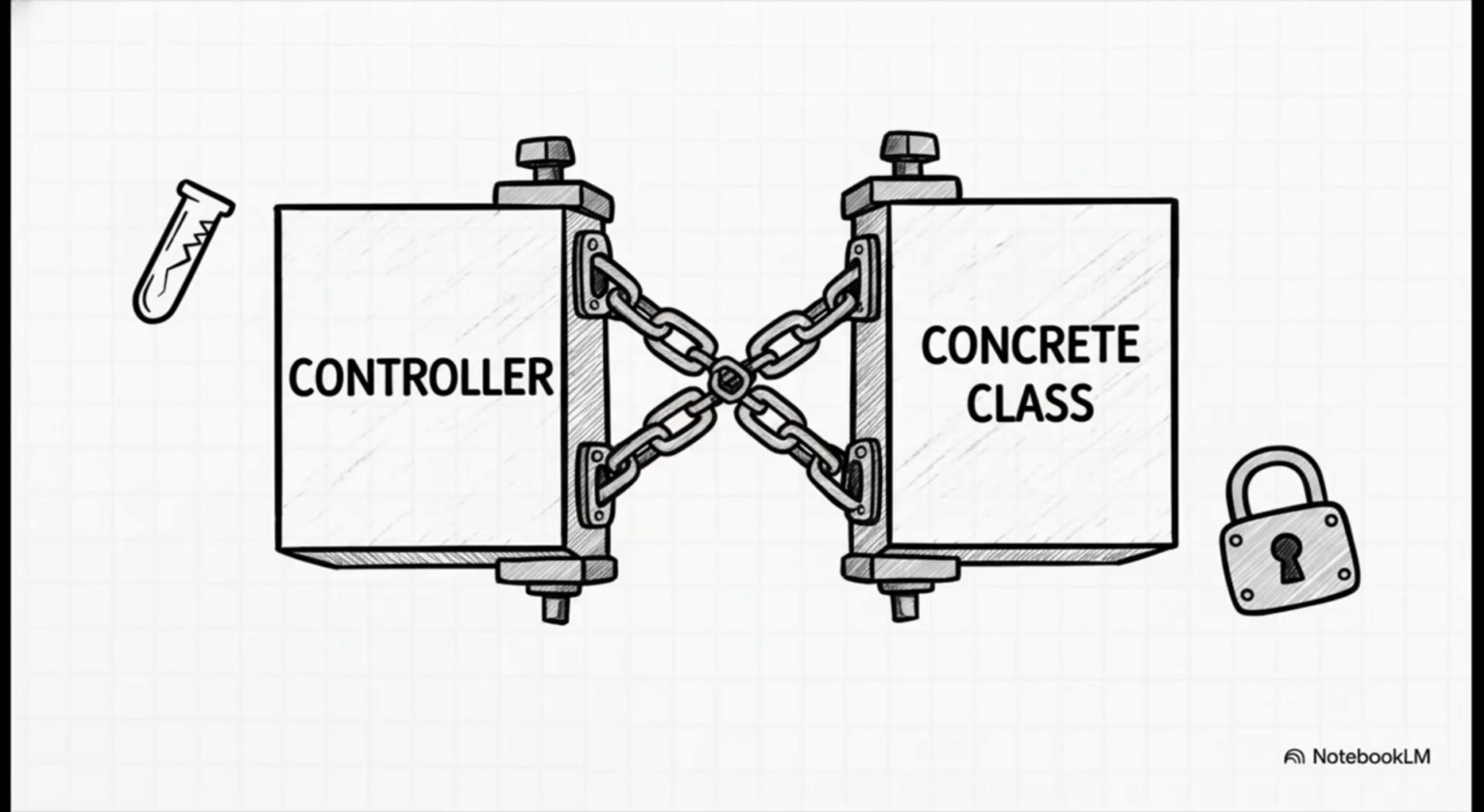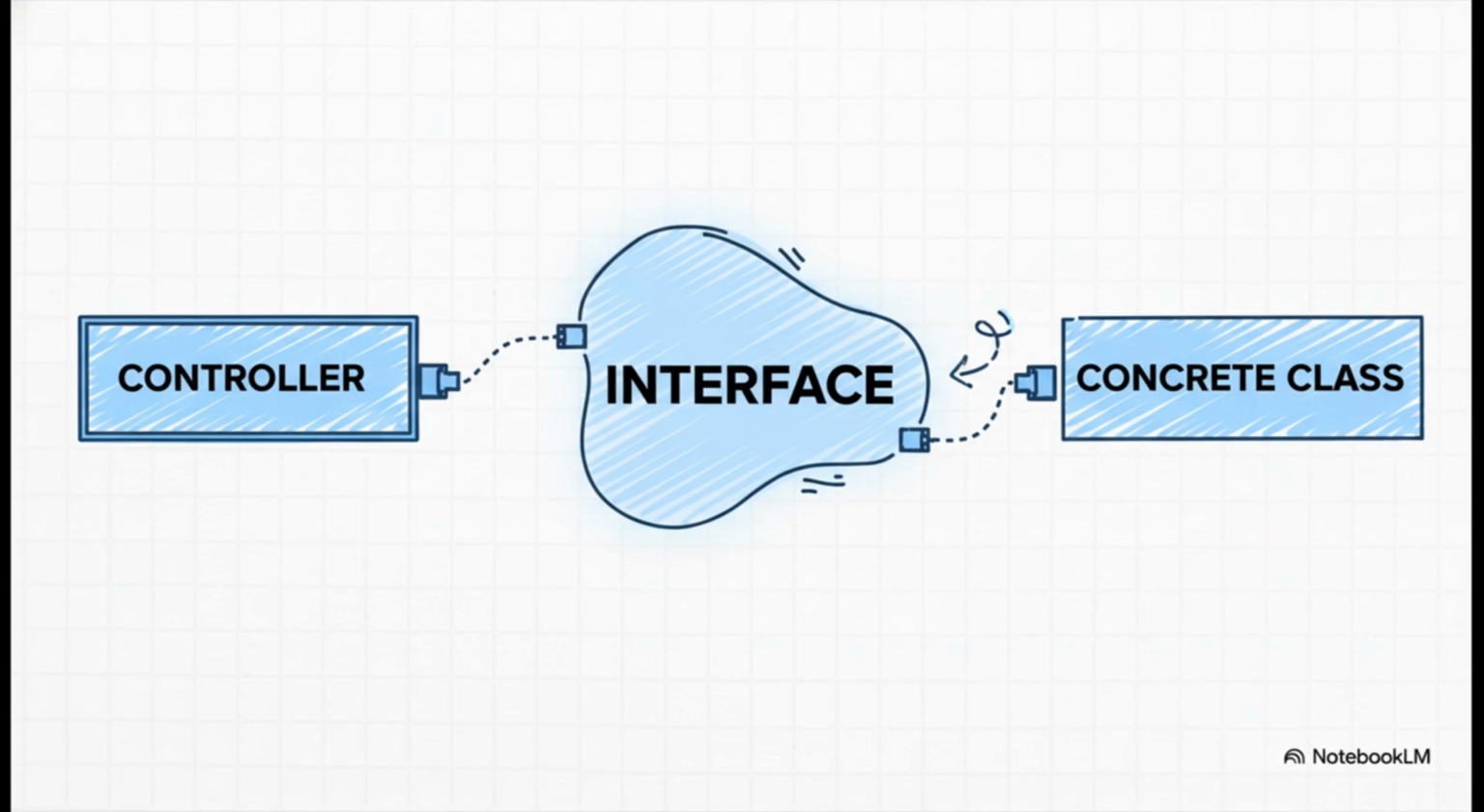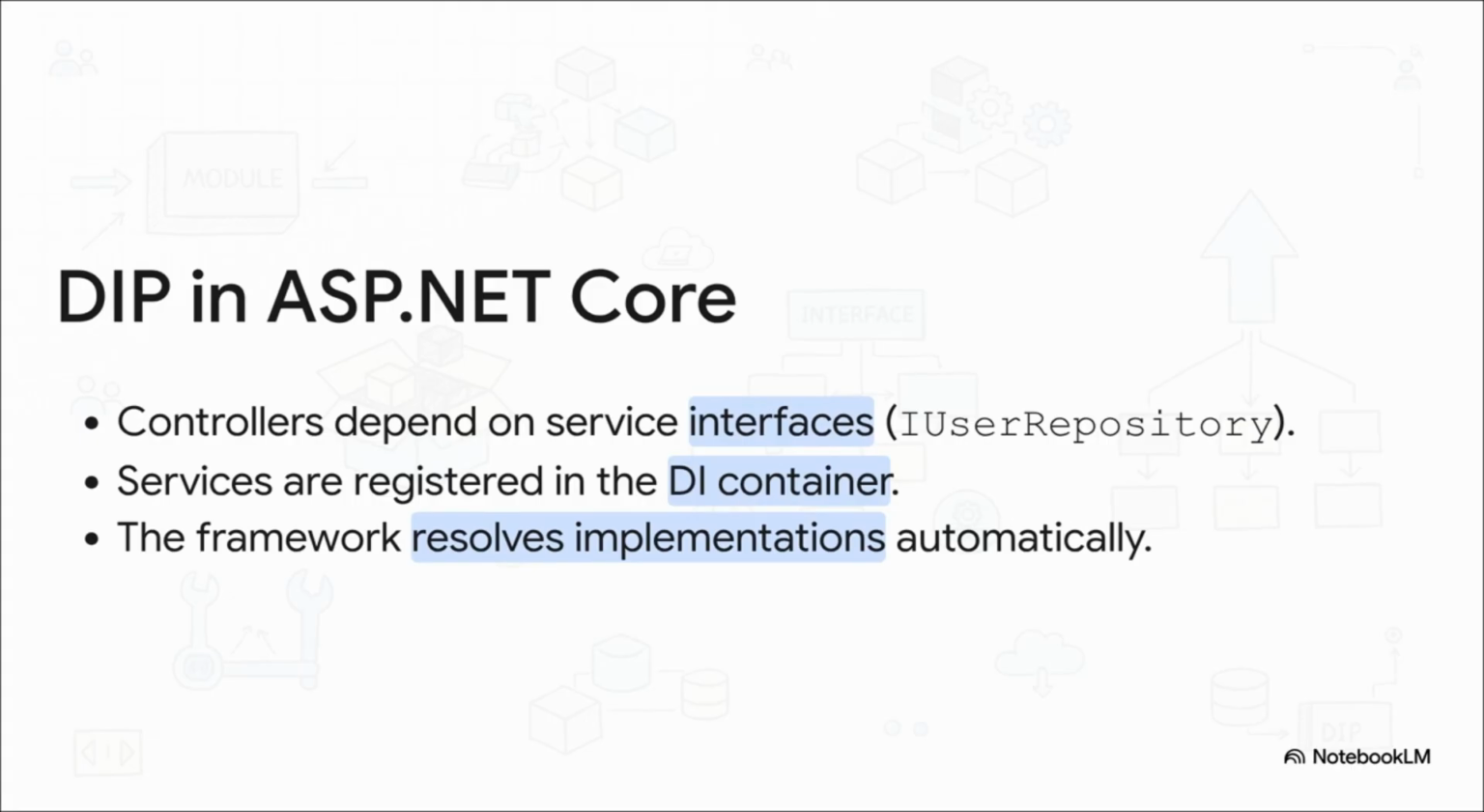Here's a classic mistake: a controller creating a concrete repository. That's just asking for trouble later on. The right way: the controller depends on an interface, and we just inject the concrete class at runtime. In ASP.NET Core, this is super common. You register services, and the framework handles all the injection.